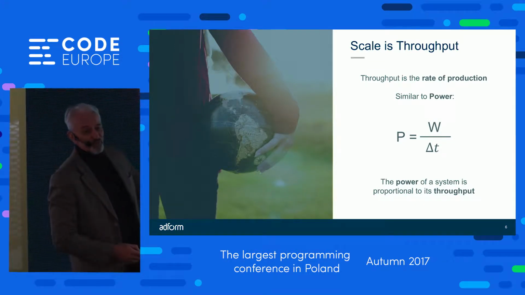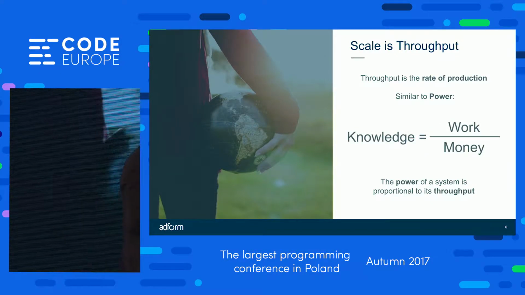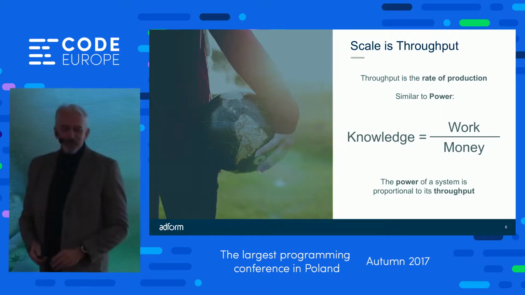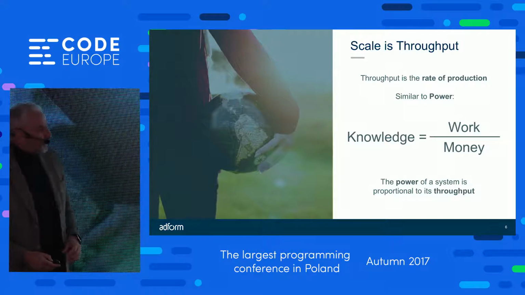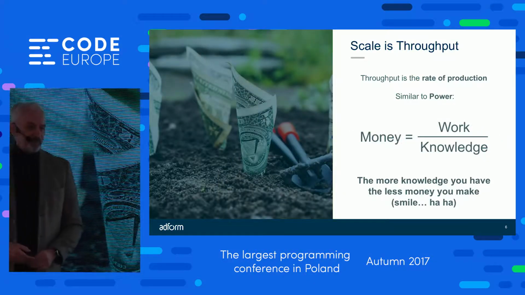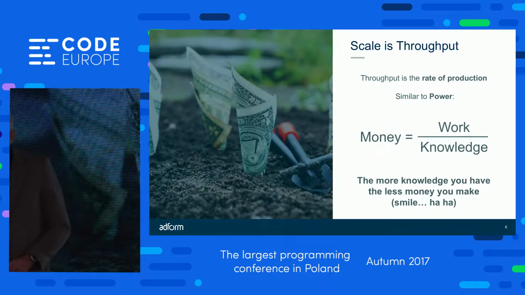So this is my first joke. You know the English expression that knowledge is power and time is money? So if you substitute that into the equation, then you rearrange the equation, you'll work out that the more knowledge you have, the less money you make. So that's what you look when you look at the salespeople in your organization. I'm sorry, it's a bad joke.